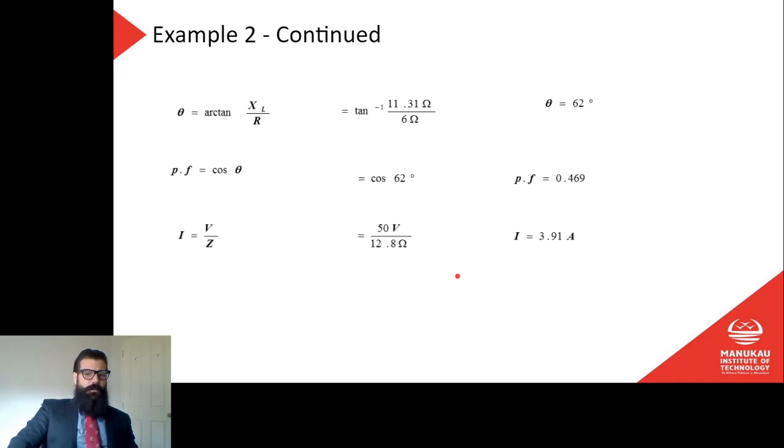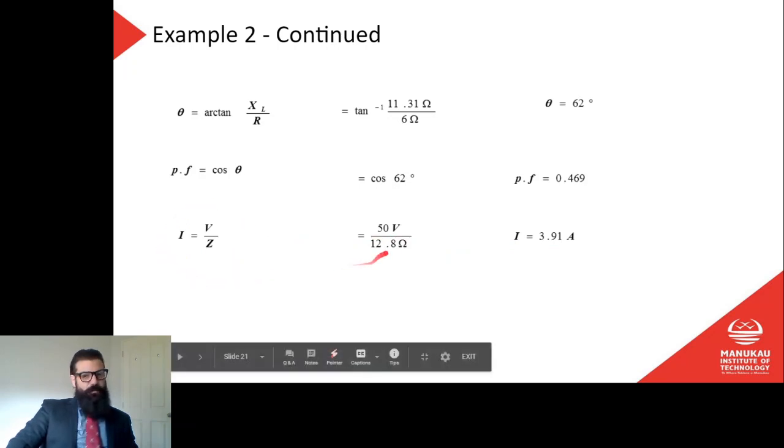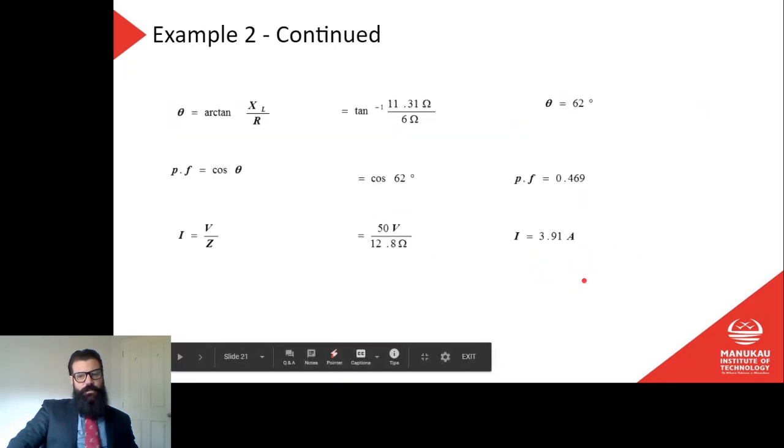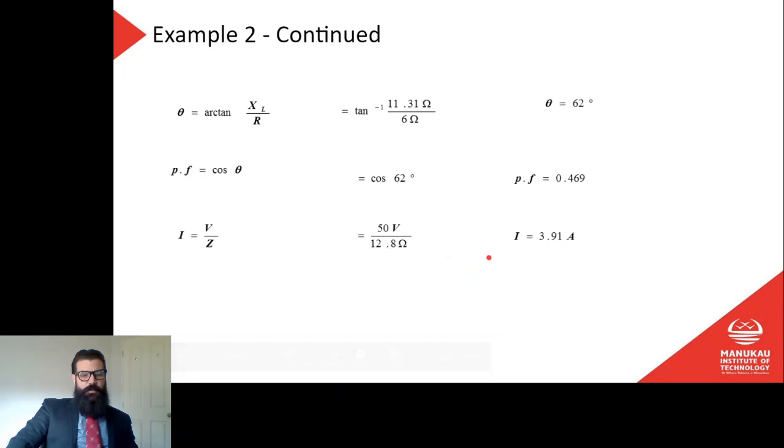Oh, apparently we didn't bother. Oh, here it is at the bottom. Okay, I was looking for it at the top here. It's at the bottom. So to get my current, which was the first question, I equals V over Z, basic Ohm's law. 50 volts divided by 12.8 ohms. Remember, 12.8 ohms is our total impedance in this one here. 50 divided by 12.8 equals 3.91 amps.